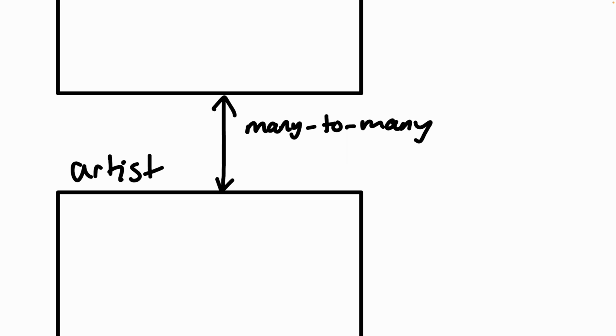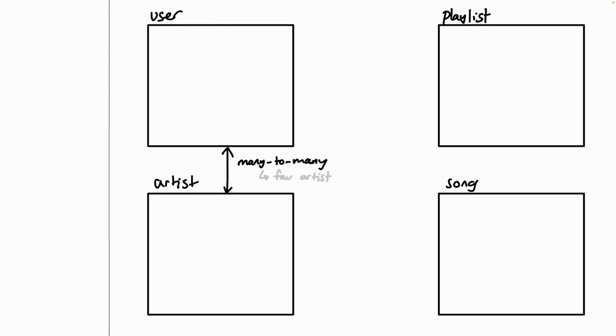So I can say here many to many. I'll write it here in the margin, this would be, let's say, a favorite artist. This is many to many because there can be many users who favorite one artist, and one user can favorite many artists. So there's a many to many relationship there, right? That might be something to think about.